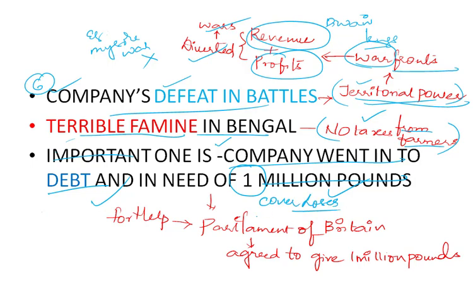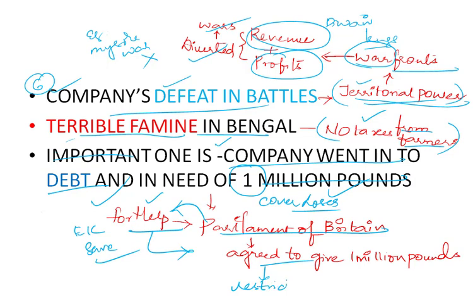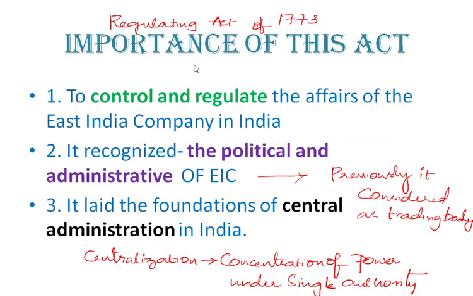Then the company was unable to pay this 1 million pounds. So it went to the Parliament of Britain and asked for help to save the East India Company. Then Parliament said that we will pay 1 million pounds, but we will impose some rules and regulations on you, and you should follow them. Then the East India Company agreed. So these are the factors and circumstances that led the British to frame the Regulating Act of 1773.